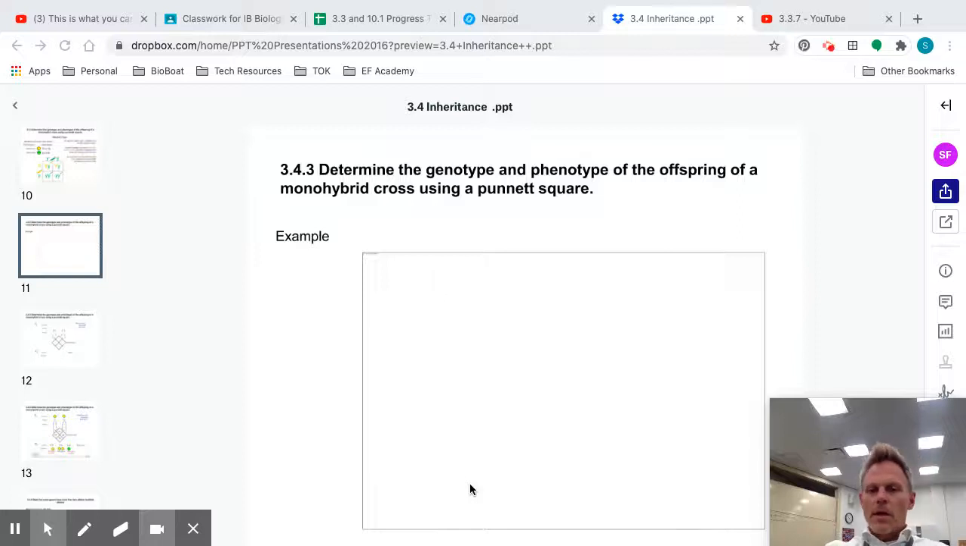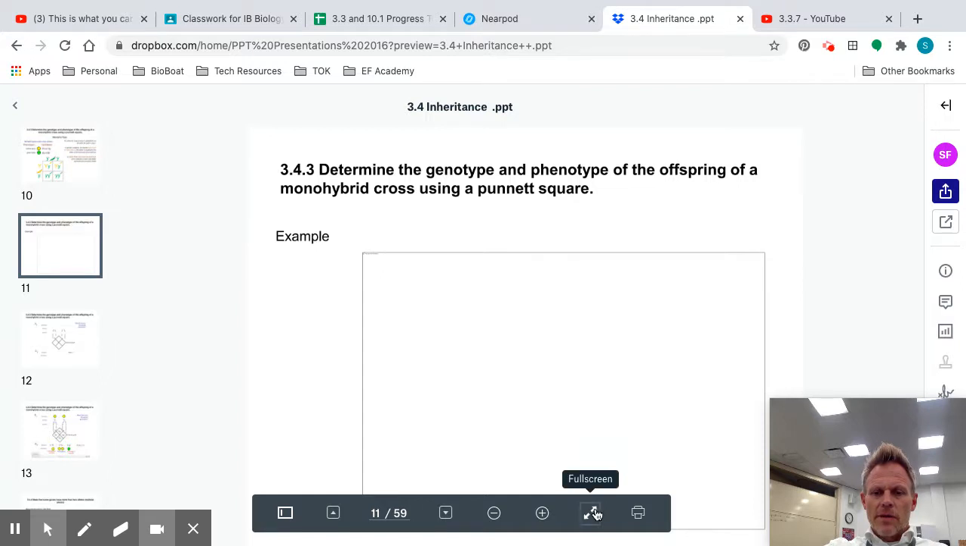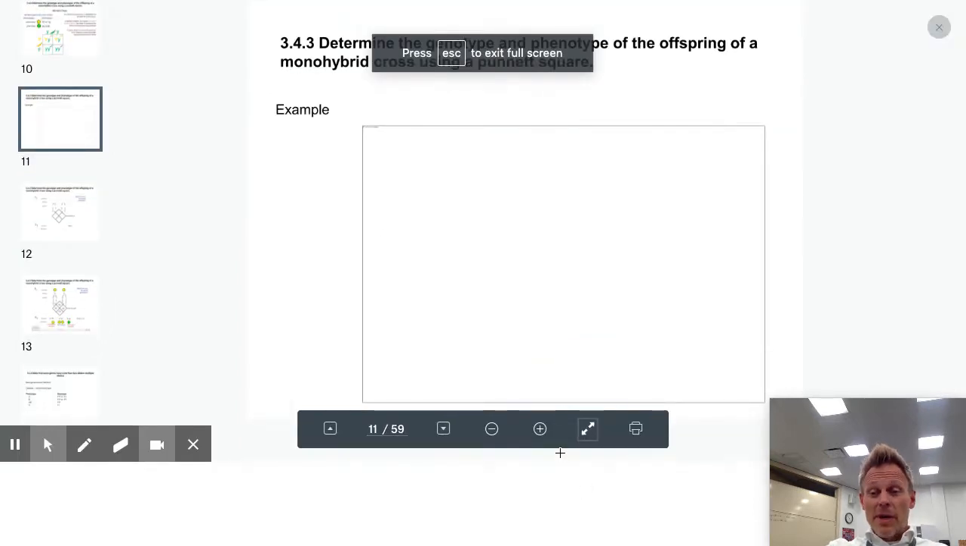Hello again, everybody. 3.3 would like us to be able to determine these things called genotype and phenotype ratios of offspring. So these are the babies, using something called a monohybrid cross and using something called a Punnett square.